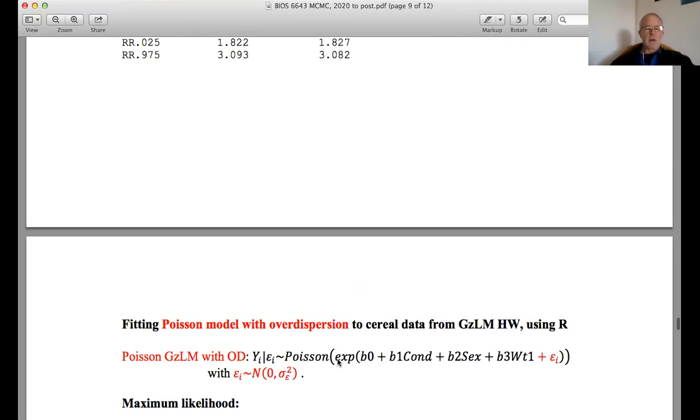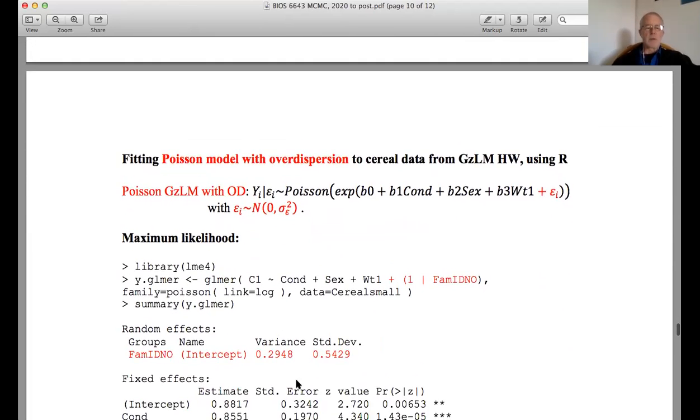So this is the Poisson generalized linear model with overdispersion. Here's your linear predictor, your link function, your distribution, and here's the plus E sub I for the overdispersion. So this is the additive random error method for modeling overdispersion, assuming it's normally distributed. There's no closed form for this, so we would have to do numerical integration like quadrature if we do maximum likelihood.